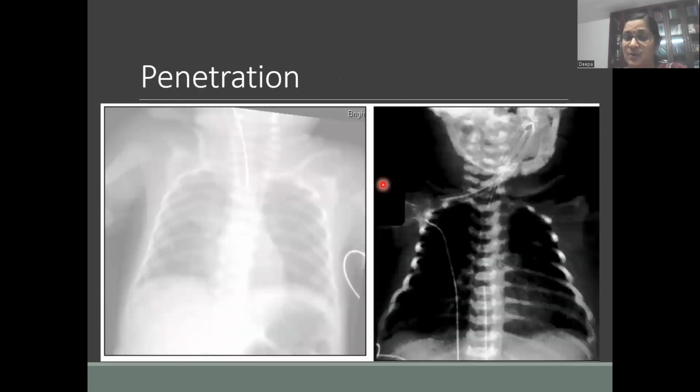The penetration, as you can see, this is an underexposed film where the lungs are quite wiped out. The vertebral body is not standing out, it's not very clear. Whereas on the other hand, this is a hyperexposed or overexposed film where you can see the lungs are too much black in color. The vertebral bodies stand out and you're not able to distinguish the skin and the subcutaneous tissue here. So both of these pictures you don't want in your baby's X-ray.